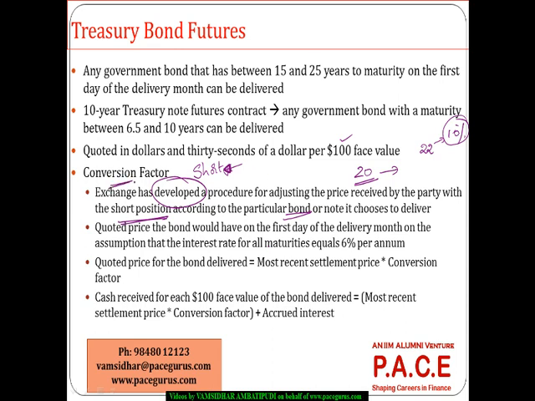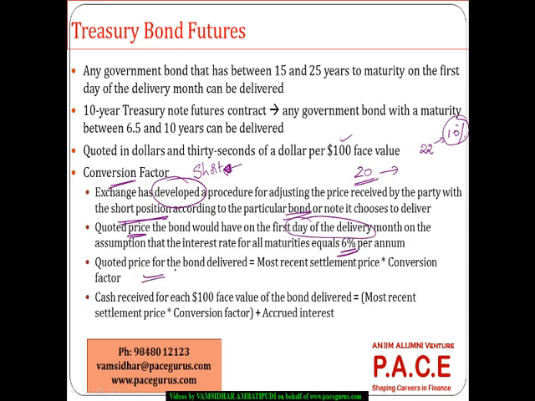So there is a conversion factor that is traditionally computed by the exchange. The way they have computed that is the quoted price which the bond would have had in case it is delivered on the first day of the delivery month, under the assumption that the interest rate for all maturities is equal to 6%. So all the future cash flows of the bond, I am discounting them at 6% per annum, I try to find out the value of the bond and say that that would be the quoted bond price. That price is what is being taken and used as the conversion factor.